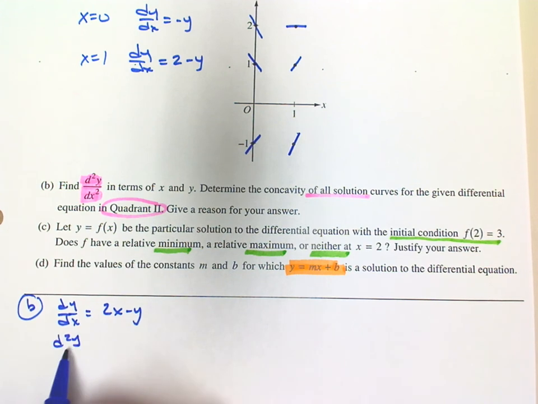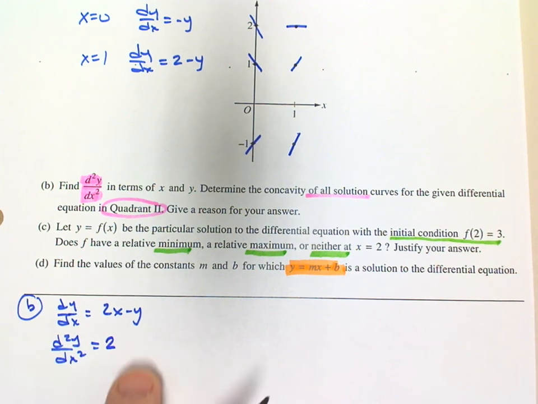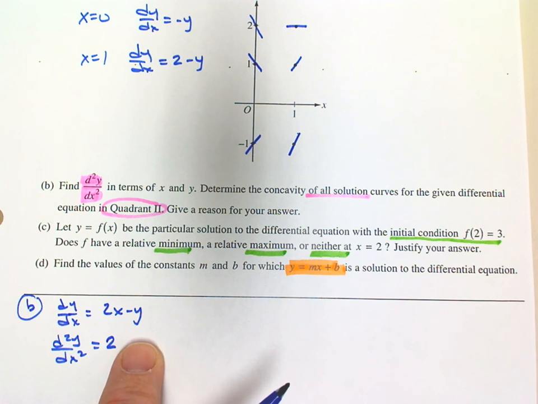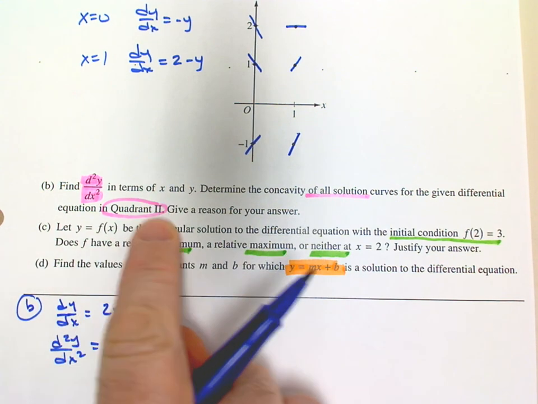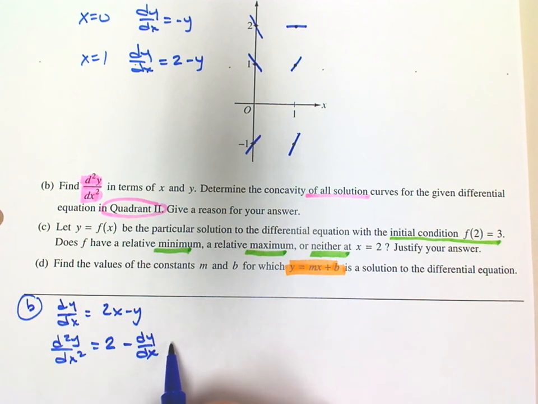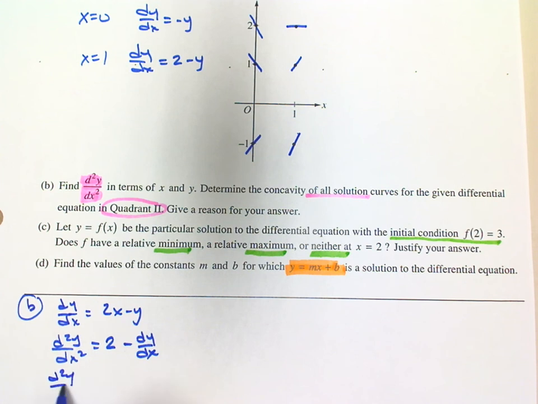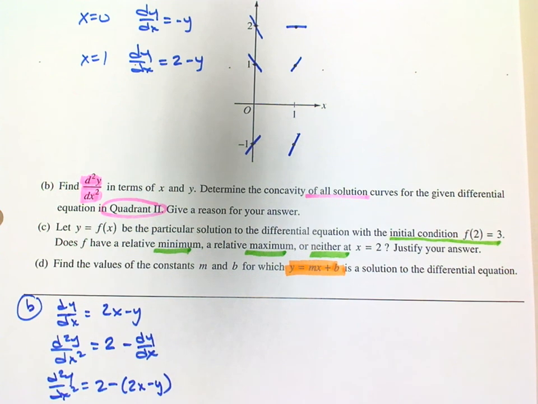So to find that second derivative, I'm going to take a derivative of this, which is just going to be a 2, since that's with respect to x. But when I take the derivative of y, that's a dy/dx. This is not in terms of x and y. What I need to do is go ahead and substitute in that value of dy/dx. So our second derivative will equal 2 minus the quantity of 2x minus y. And there we have it.